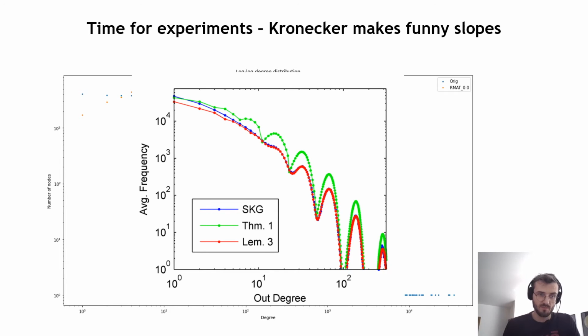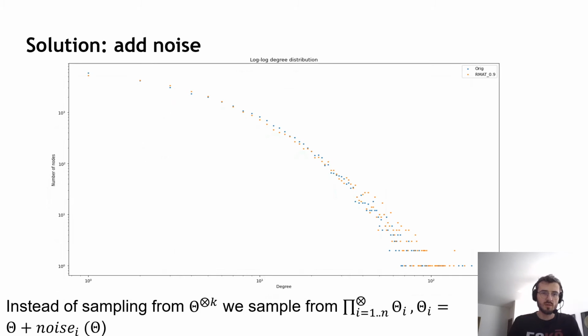How do we sample? Instead of sampling from theta to the Kronecker power k, we'll sample from the Kronecker product of theta i's, where each theta i is a noisified version of theta. This noise needs to follow some particular distribution, but even with uniform noise, as in this picture, the results are really good, as the shape of the generated graph's degree distribution follows the power law, and the original and noisified one are almost ideally aligned.